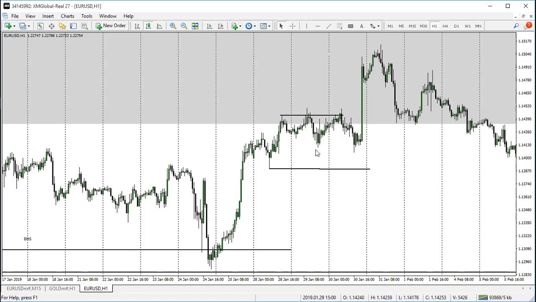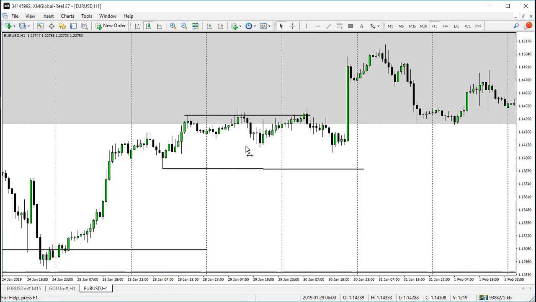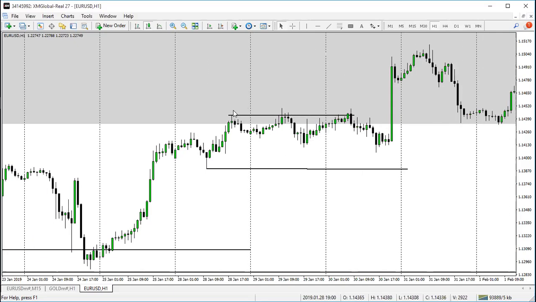Failed to make a high, failed to break the low. So we have a range. We have a ranging market here. Price is failing to break this high and break this low. And this was now the BMS. So which was the major swing low that broke this high? It was this one.